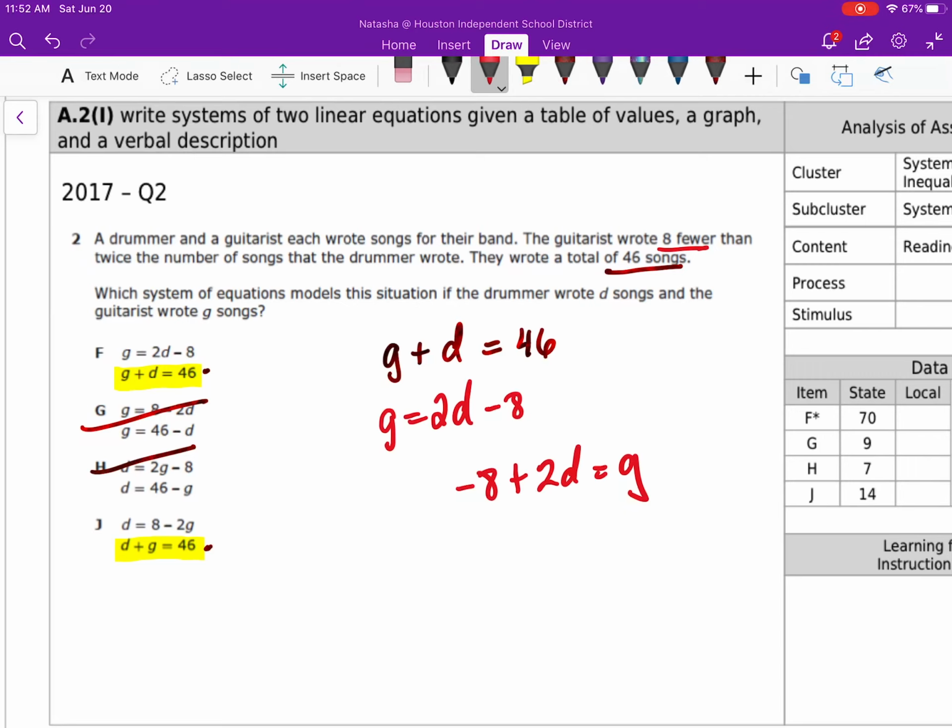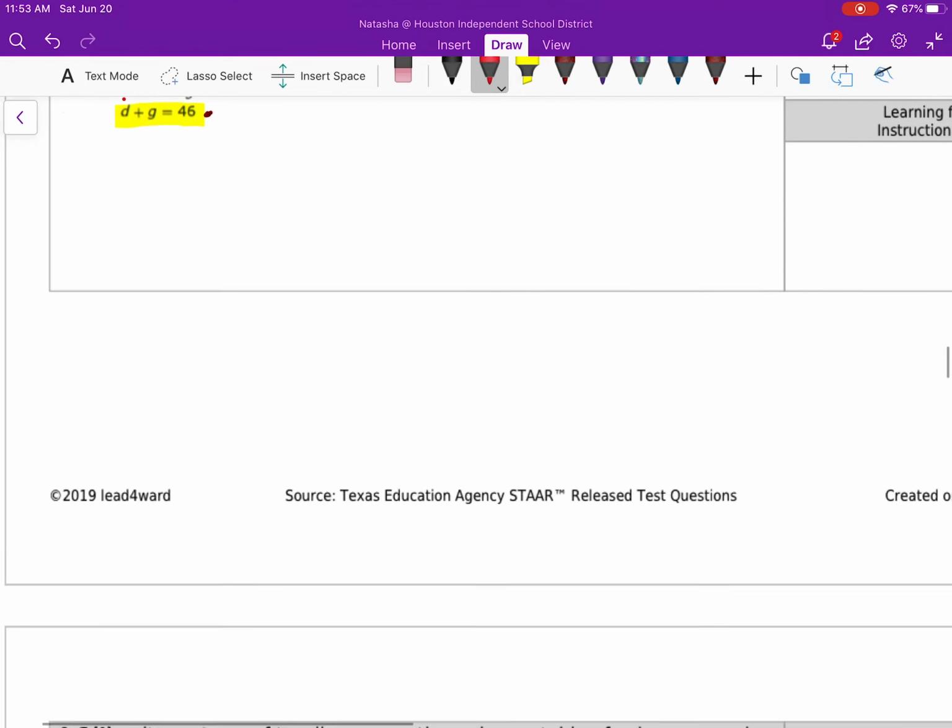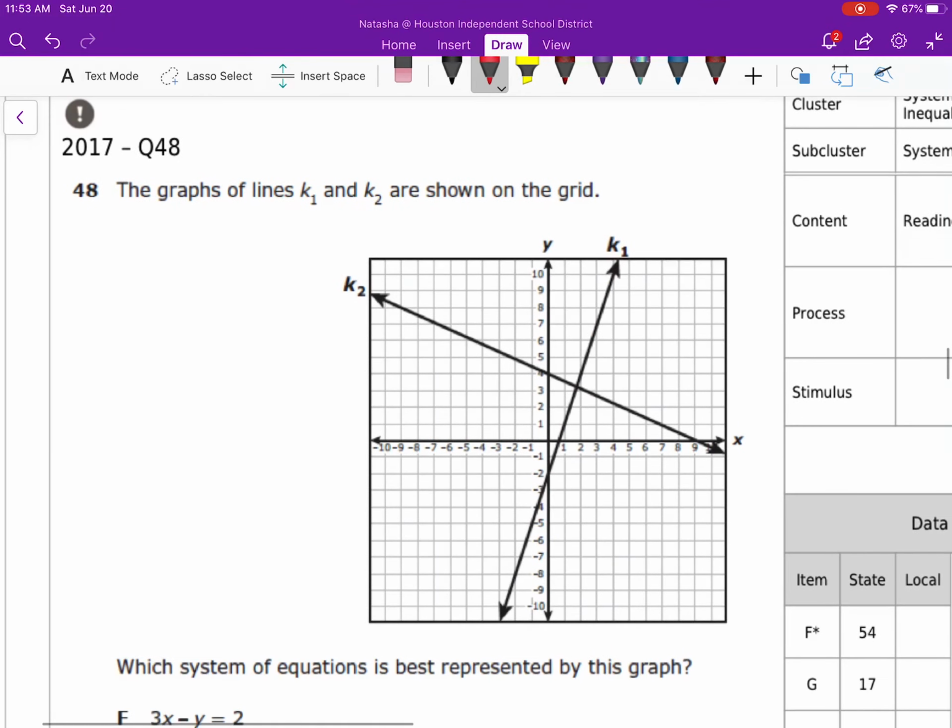Let's see which one of these matches it. We have D is equal to, well, that would be the drummer's, is equal to 8 minus twice the guitarist songs. And that's not what we said. They're saying twice the number of songs that the drummer wrote, which matches this here. We wrote exactly this on F. So F is our answer choice. Okay.